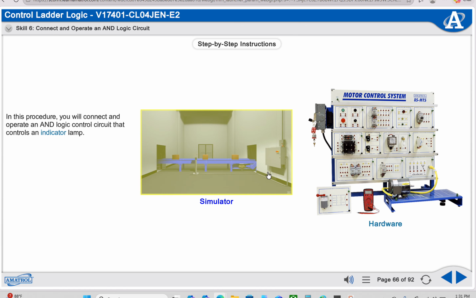In this procedure, you will connect and operate an AND logic control circuit that controls an indicator lamp. Select Simulator or Hardware to perform this procedure. Once you have completed one, you may go through the other.